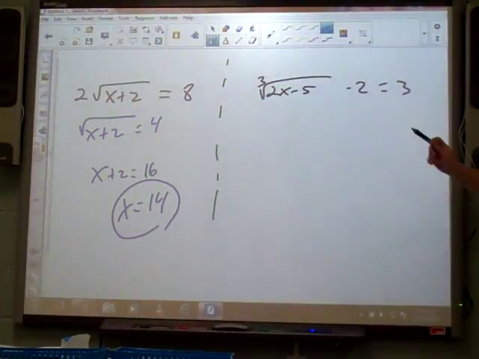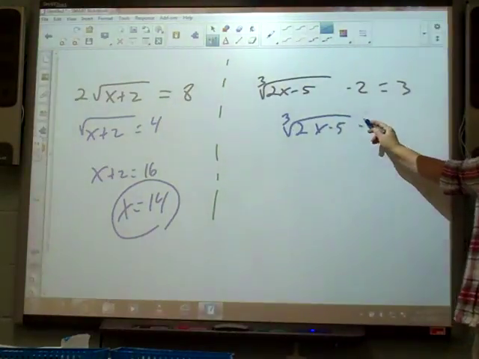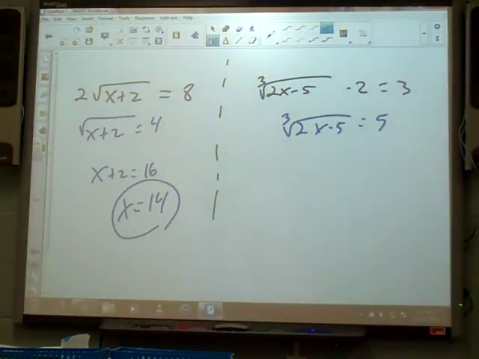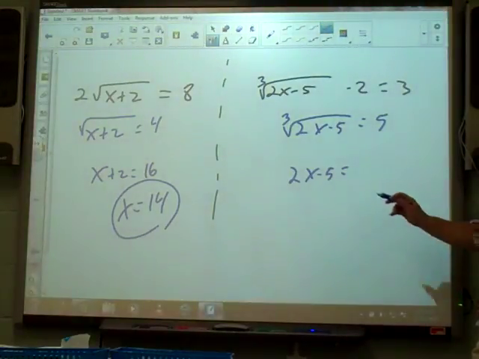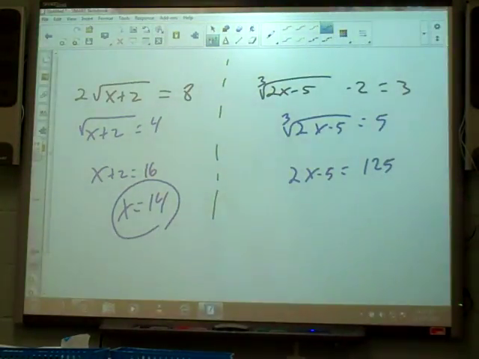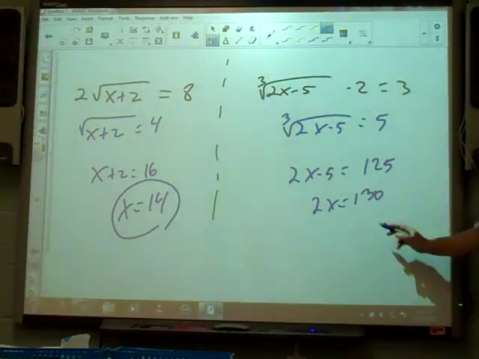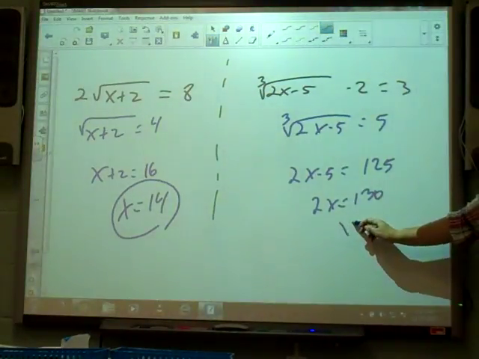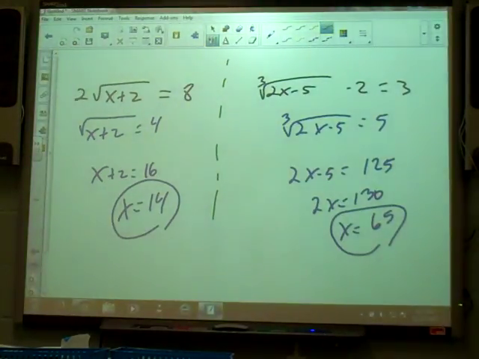Number 2, what would your first step be? Add 2. So that would get us the cube root of 2x minus 5 is equal to 5. Then what would we do? Undo the cube root by cubing. So that'd be 2x minus 5 is equal to 125. Now my 5 is being subtracted, so I add it. So 2x is 130, and x is 65. Good job.